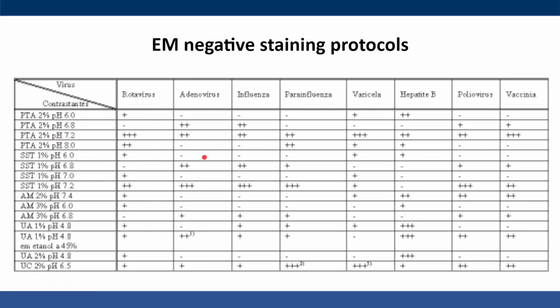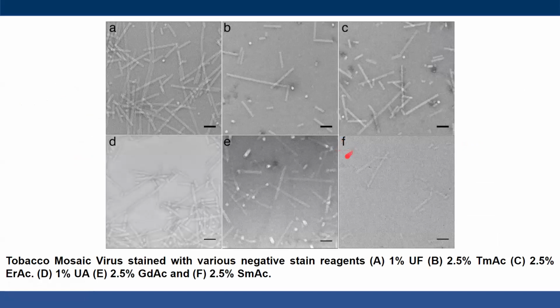We're not going to see it very clearly. Here is another example of it, the same virus. Here it's the tobacco mosaic virus, stained with a negative stain reagent. So here we can see picture A. It's very clear, the difference between the edges of the virus and the background.